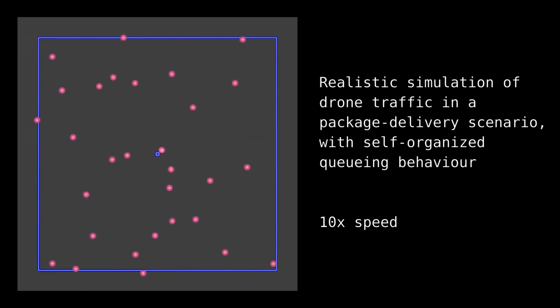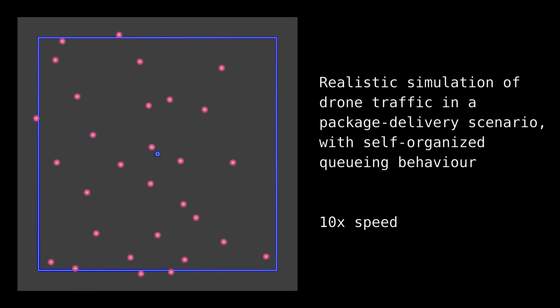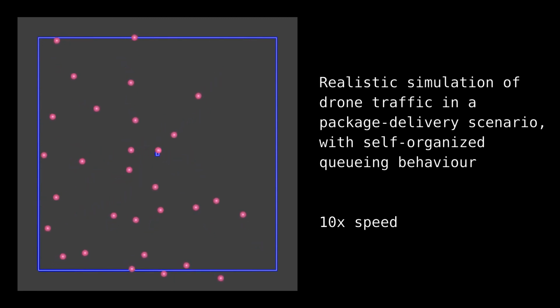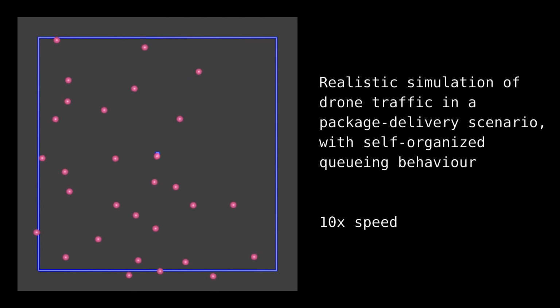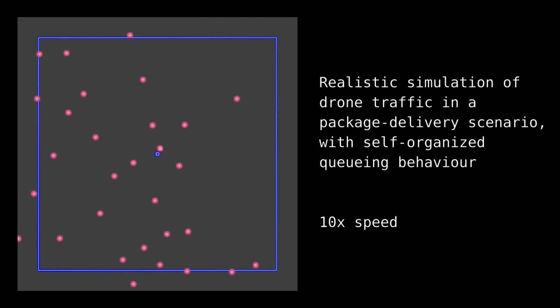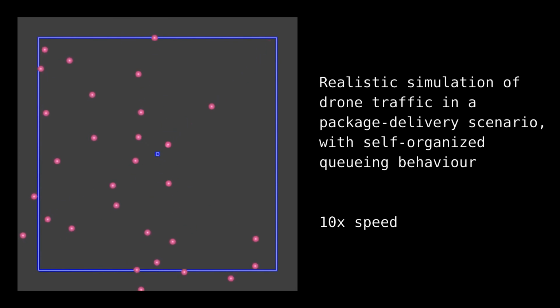In this simulation, we demonstrate the effectivity of the self-organizing queuing behavior. In this delivery-like situation, a central common target is to be reached for all the agents, and then they have to deliver the goods to the edge of the arena and get back for the next package.